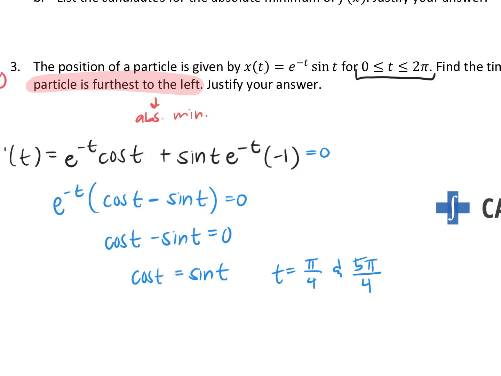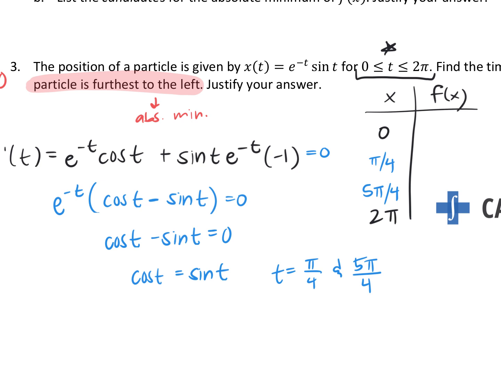Now that I've got my critical points, I can set up my table. My table is going to have x values and f of x values. I will have both pi over 4 and 5 pi over 4 on this table, but I will also have my endpoints. My endpoints are from that interval at the beginning, 0 and 2 pi. It just so happens that we've been getting only 4 answers. It's not always going to be 4 answers. You might have less, you might have more, depending on how many critical points you have. But each one that we've done so far has only given us 2 critical points and we have 2 endpoints.